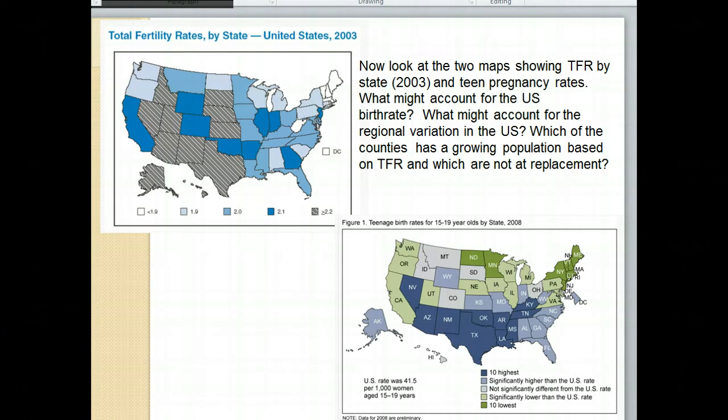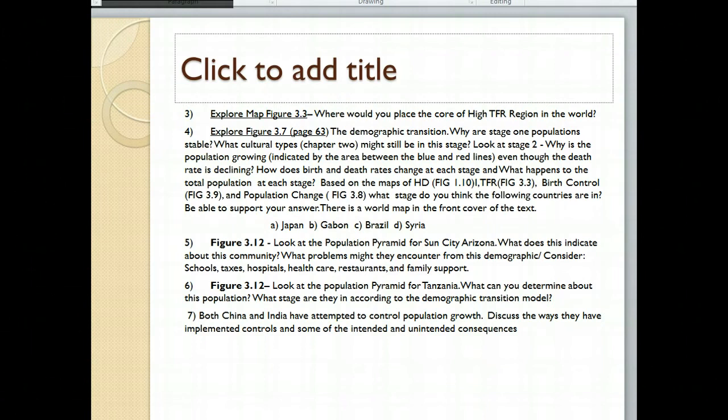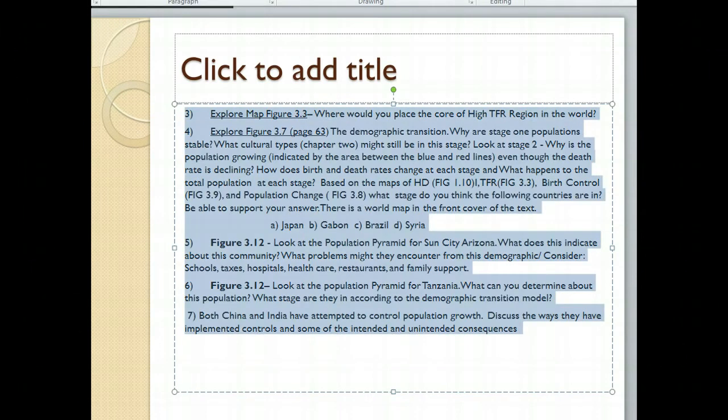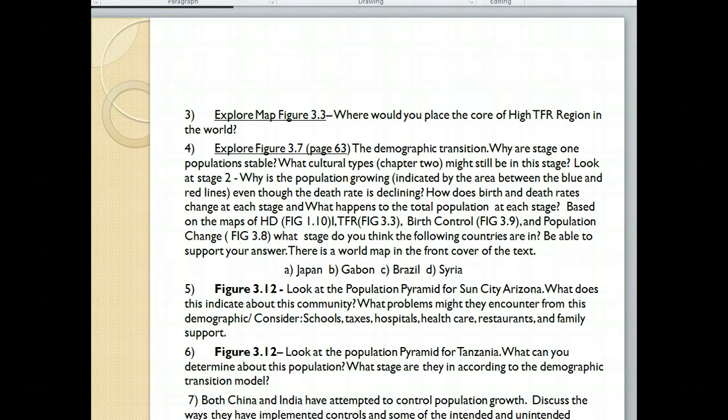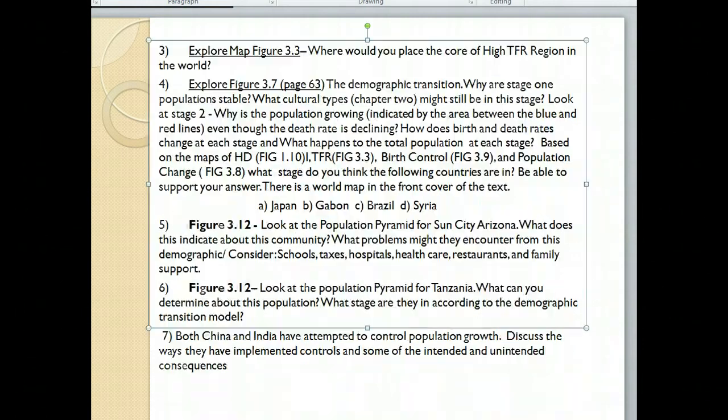So I want you really to be able to look at these maps and talk about how this information can be used. And then finally, I'm going to make this a little bit bigger. Let's see. That's a little too big. Hold on a sec. Look at the map on 3.3. Where would you place the core if you were going to create a formal geographic region of fertility rate? Where would you put that in the world? Where would the high fertility rate be?